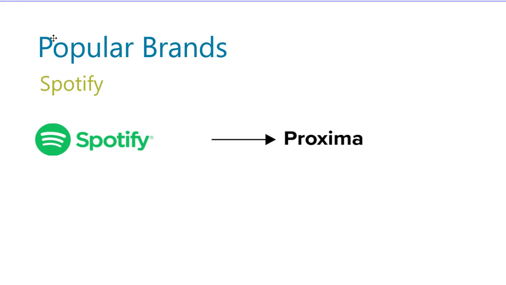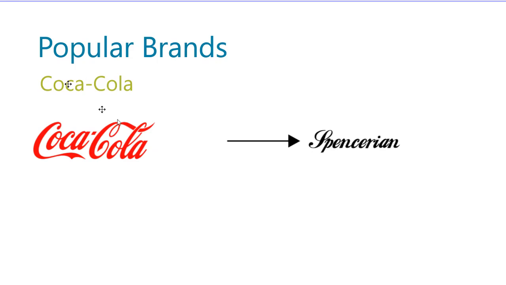Now, Spotify, they're just fully in the technological modern era. They're the music sharing and listening business. So they're using a typeface that's very similar to Proxima. It's sans serif, it's built for the web, and it looks great on the computer screen.